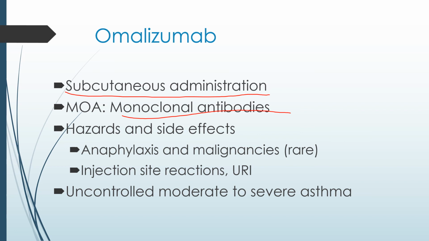So if it can't bind to the mast cells and the basophils, then it's not going to cause that cascade. So the whole point here is to bind to that free IgE in the serum, and then it's going to make it unable to cause, ultimately, mast cell destabilization. So that's a really cool way of approaching it. The big hazards and side effects is it could cause anaphylaxis and malignancies. These are pretty rare. There could be injection site reactions, just like anything else, upper respiratory infections, and it's used for uncontrolled moderate to severe asthma. So you'll see this out there.